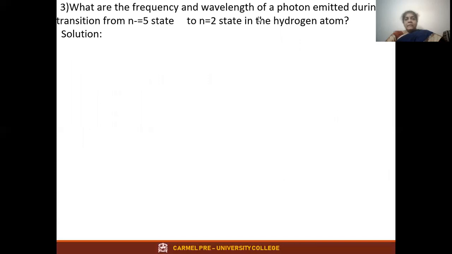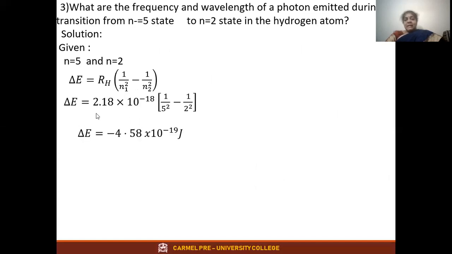What are the frequency and wavelength of the photon emitted during the transition of n is equal to 5 state to n is equal to 2 state in the hydrogen atom? Also, solution: given n is equal to 5 and n is equal to 2. Now we have to use Rydberg's equation here. So students, remember Rydberg's equation. Delta E is equal to RH into 1 by n1 square minus 1 by n2 square. Delta E is equal to 2.18 into 10 power minus 18.